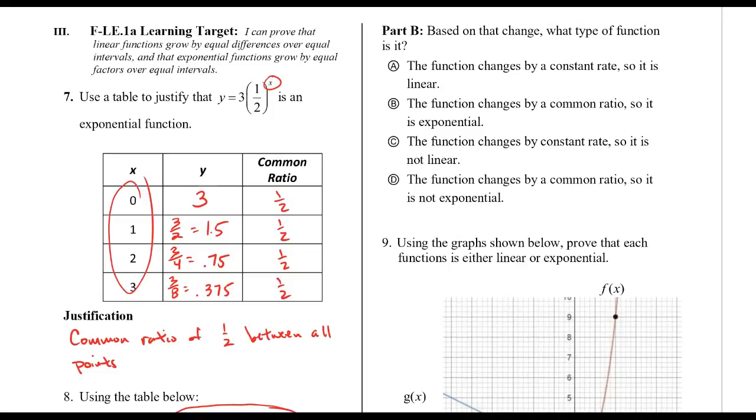Part B, based on that change, what type of function is it? Well, if it has a common ratio, if we have something that we're multiplying by, it's got to be exponential, which is B.